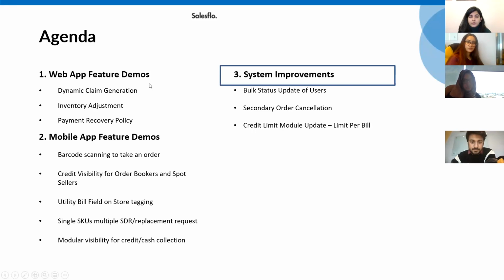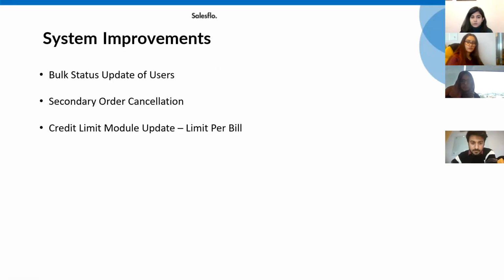So the third part is talking about system improvements. We worked on three system improvements, the first being bulk status updates of users. What used to happen previously was that when users became inactive in the system, someone left or resigned, they were still created in the system, so you had to go and manually mark the users as inactive. But now we've given you bulk upload as well.